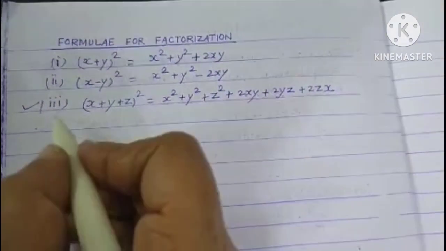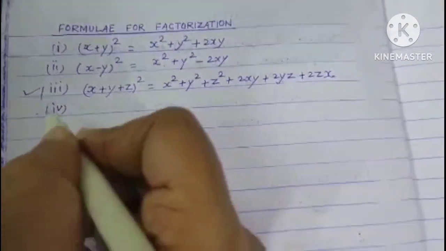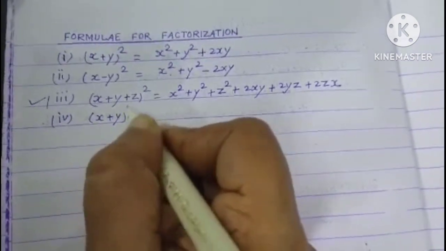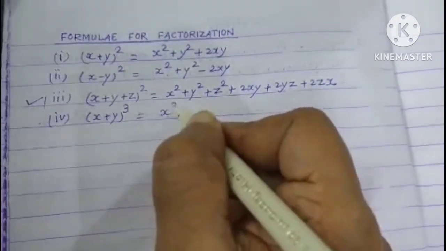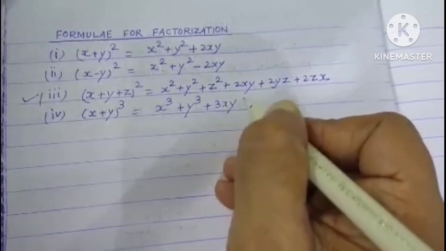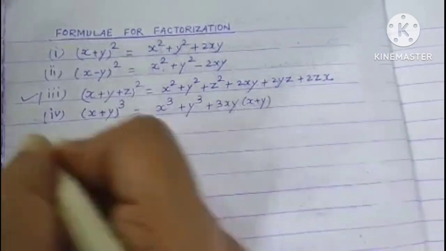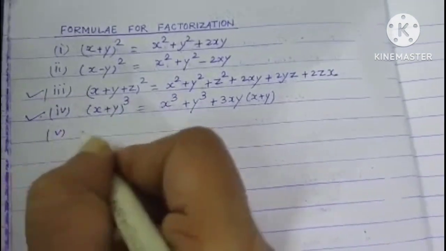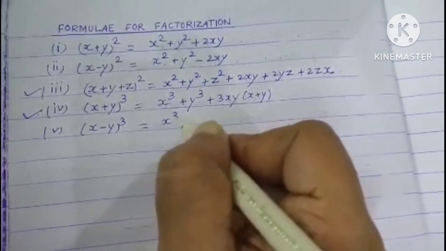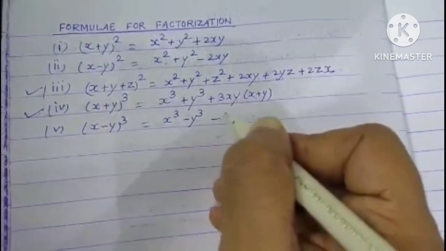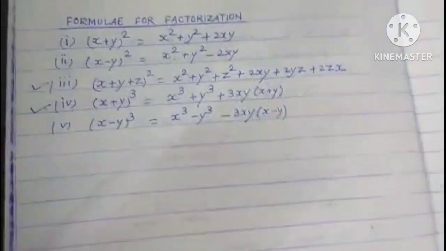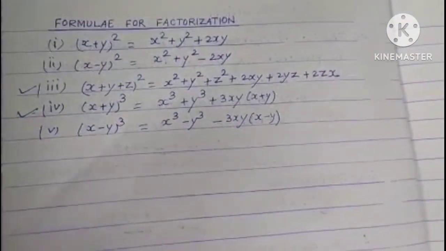We will calculate this one. Now the fourth one is (x plus y) whole cube, that is equal to x cube plus y cube plus 3xy into (x plus y). We will see this one also. And another one is (x minus y) whole cube is equal to x cube minus y cube minus 3xy into (x minus y). Sorry. So we will see all of these things.